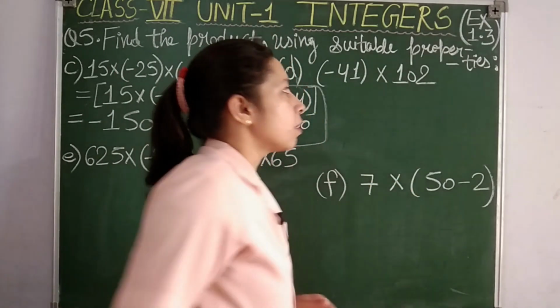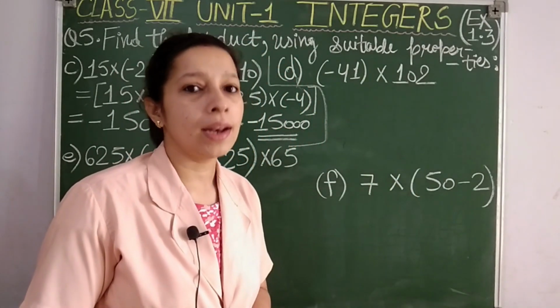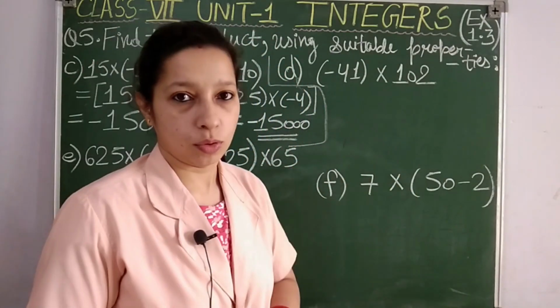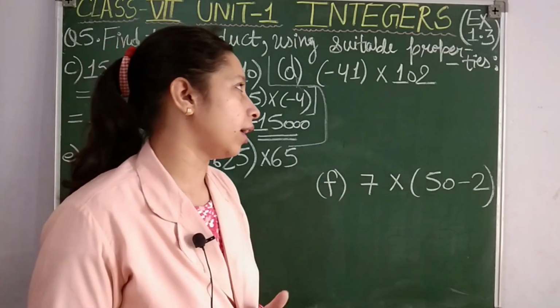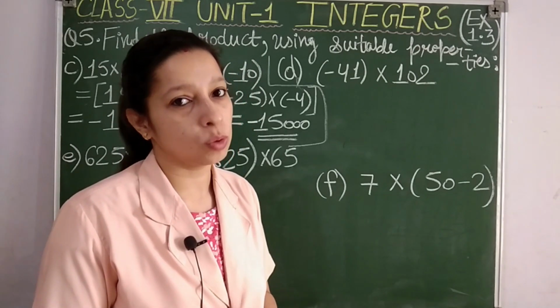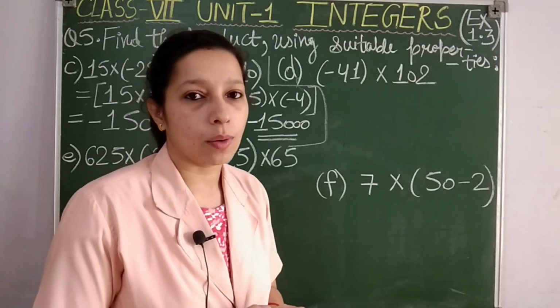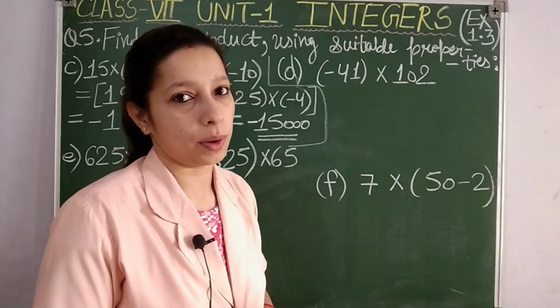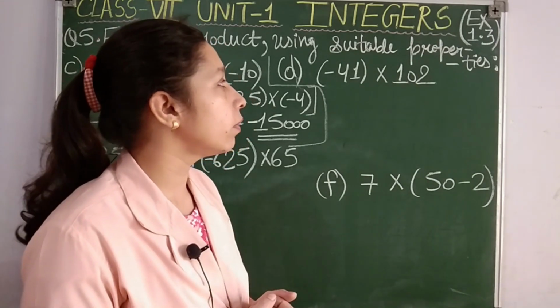So D point is minus 41 into 102. Here which property you can use, students? Commutativity property we can't use. Associativity also, only two integers are given, we can't use. Here we are going to solve the question using distributivity property. How you are going to put distributivity property?